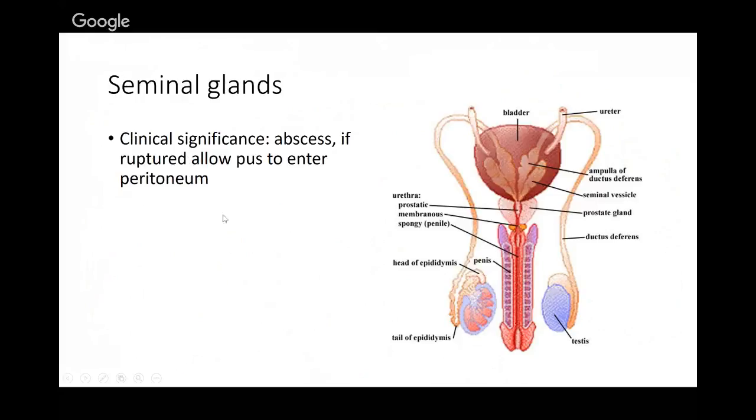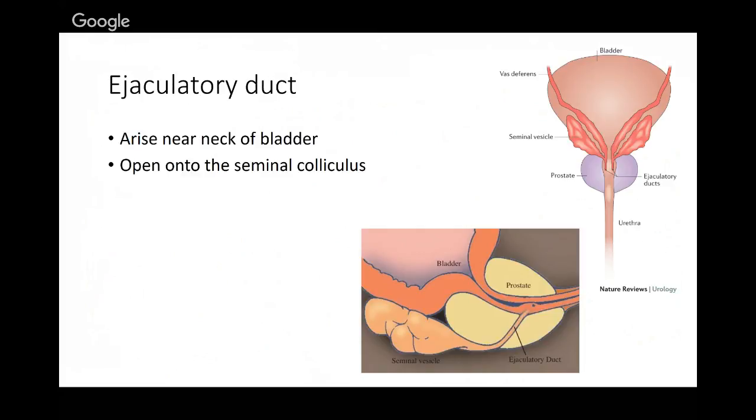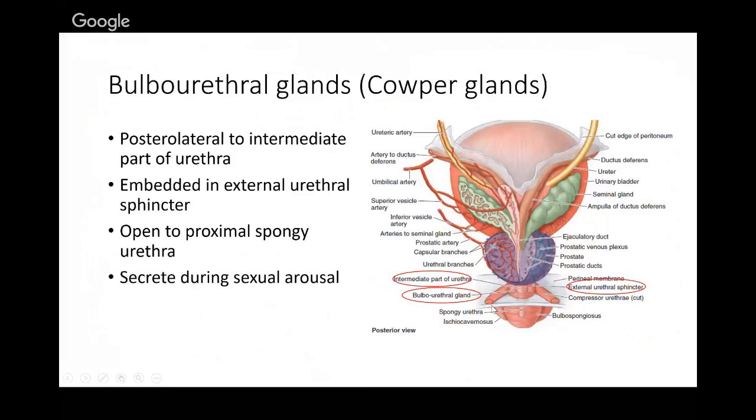The seminal glands themselves, if they get an abscess and rupture, then the pus can enter the peritoneum and you have peritonitis, all that sort of complication. The ejaculatory duct arises near the neck of the bladder and it opens into the seminal colliculus in the prostatic urethra. It's just the main thing you need to remember.